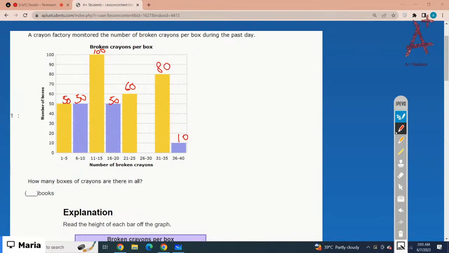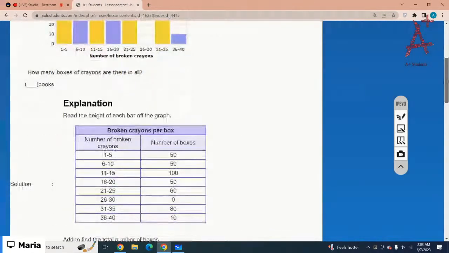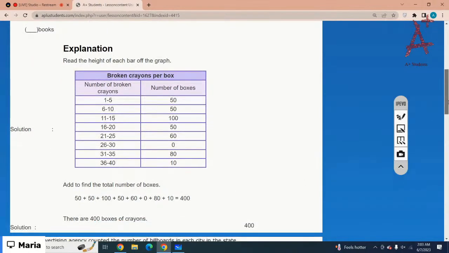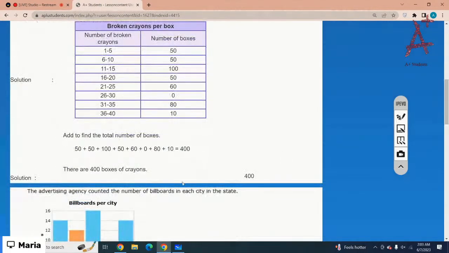Got it? You have to calculate the total boxes, so you have to add up all the numbers. It is 50, 100, 200, 310, 400. If you add up all the numbers, the total is 400. You can make a table, like from 1 to 5 you have 50, then 50. These are all the values I have written from the graph. So when you add them, the total is 400 boxes. Total boxes of crayons are 400. Got it?